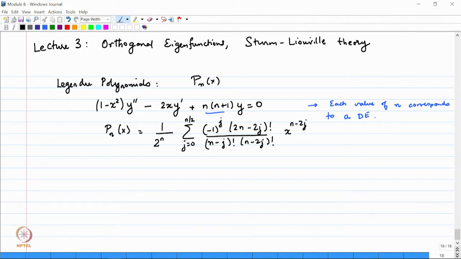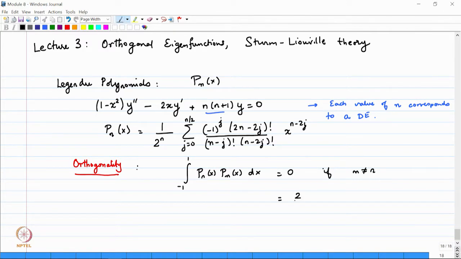Now a very interesting fact about these Legendre polynomials is the orthogonality, and what this orthogonality says is that the integral of Pn of x Pm of x dx from minus 1 to 1 is equal to 0 if m is not equal to n. Very interesting relation. So, if I take two polynomials and I take their product and I integrate it from minus 1 to 1, then you get 0. And if n is equal to m, this is just 2 over 2n plus 1.